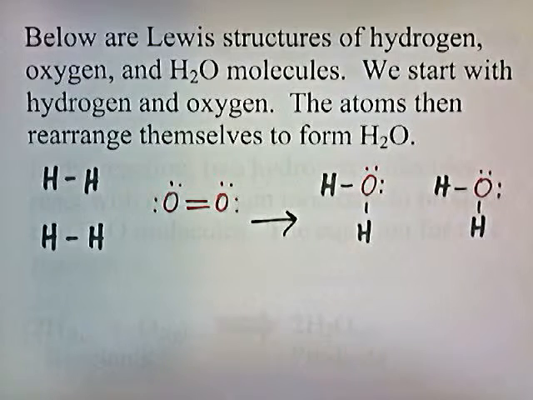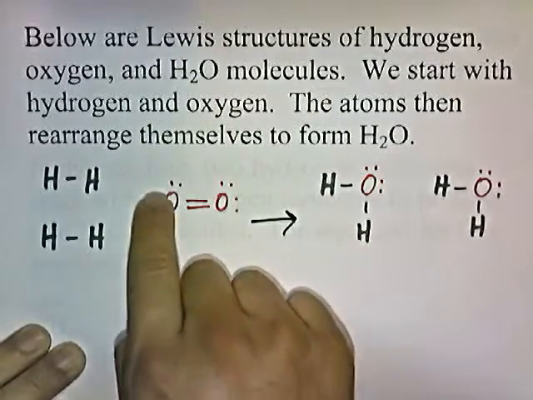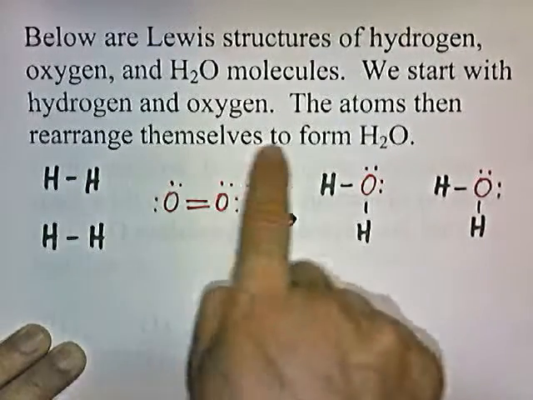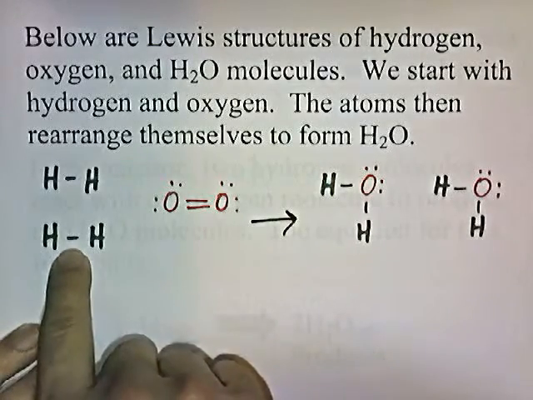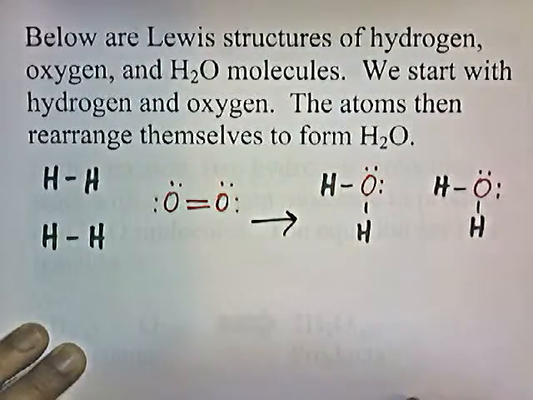Below are Lewis structures of hydrogen, oxygen, and water molecules. We start with hydrogen and oxygen. The atoms then rearrange themselves to form H2O. So if you look at this, one of the oxygens from here will combine with these two hydrogens here to form one water molecule, and then this oxygen will combine with these two hydrogens to form the other water molecule.